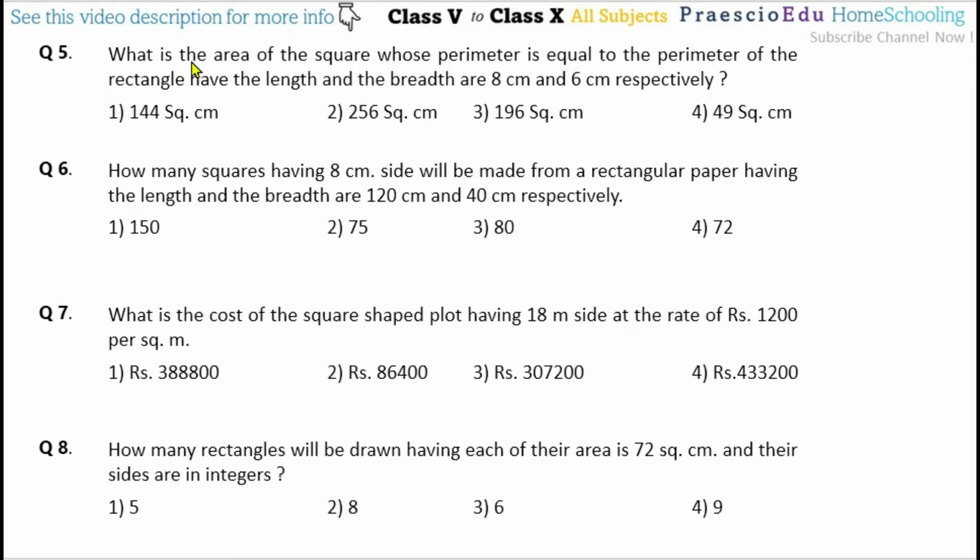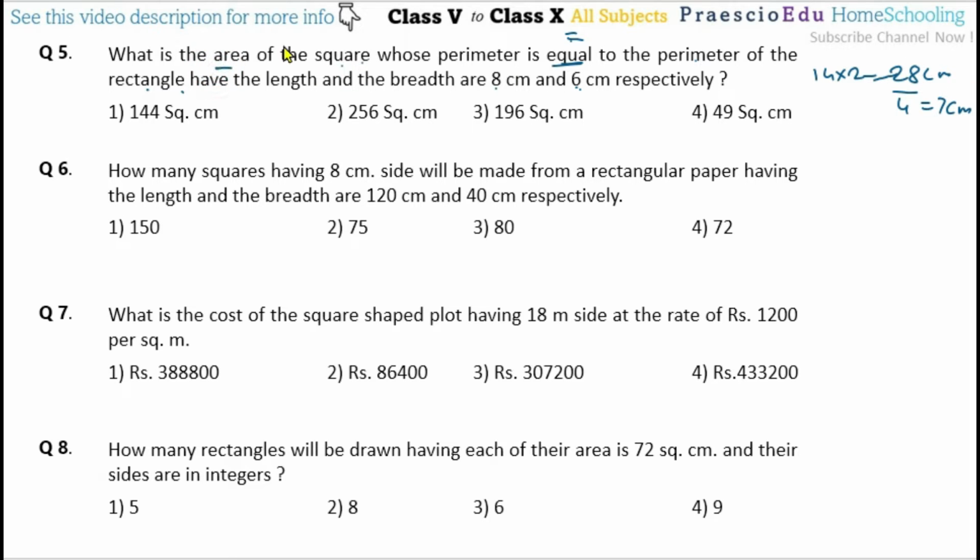Now question number 5, what is the area of the square whose perimeter is equal to the perimeter of the rectangle having length and breadth 8 centimeter and 6 centimeter respectively for this rectangle? Now first of all we will calculate the perimeter of the rectangle, because we know the length and the breadth. So 8 plus 6, so that is 14. 14 multiplied by 2, so that is 28 centimeter is the perimeter of the rectangle, and that is equal to the square's perimeter. So as per this, we have to calculate the square's side. So divided by 4 means that is 7 centimeter is the side of the square.